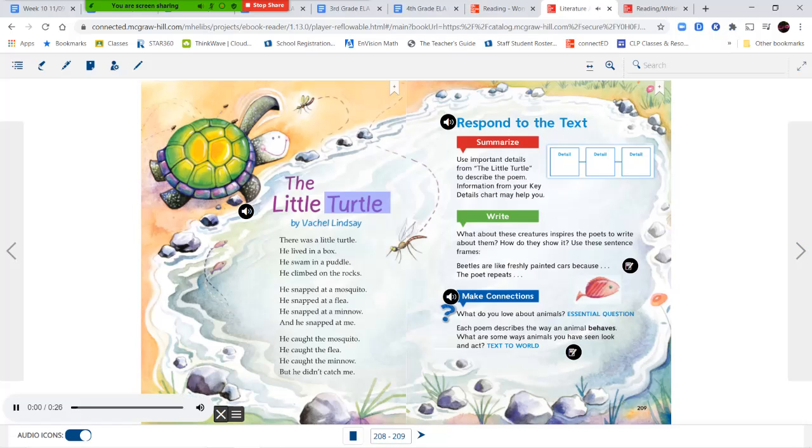The Little Turtle by Vachel Lindsay. There was a little turtle. He lived in a box. He swam in a puddle. He climbed on the rocks. He snapped at a mosquito. He snapped at a flea. He snapped at a minnow, and he snapped at me. He caught the mosquito. He caught the flea. He caught the minnow, but he didn't catch me.